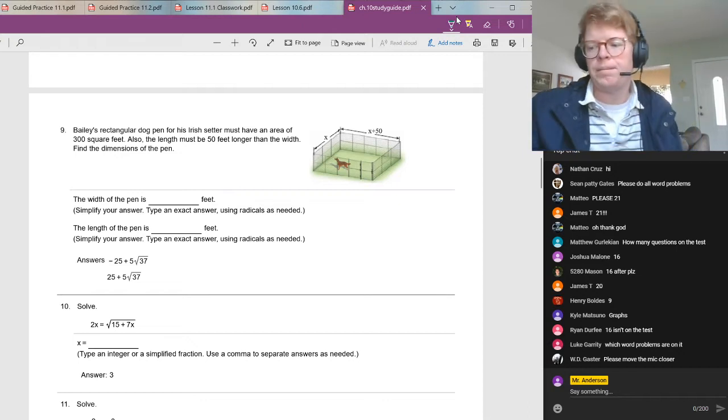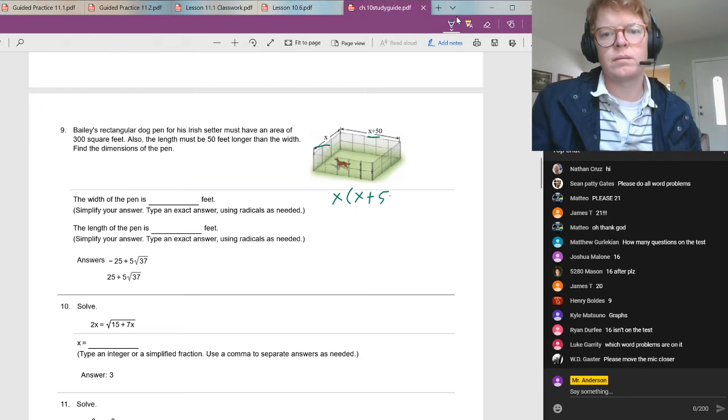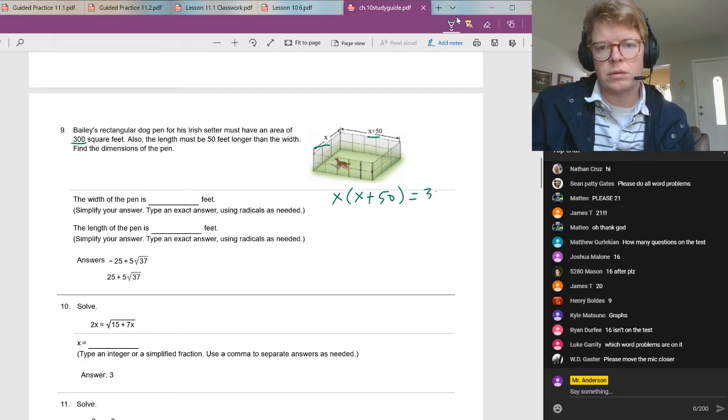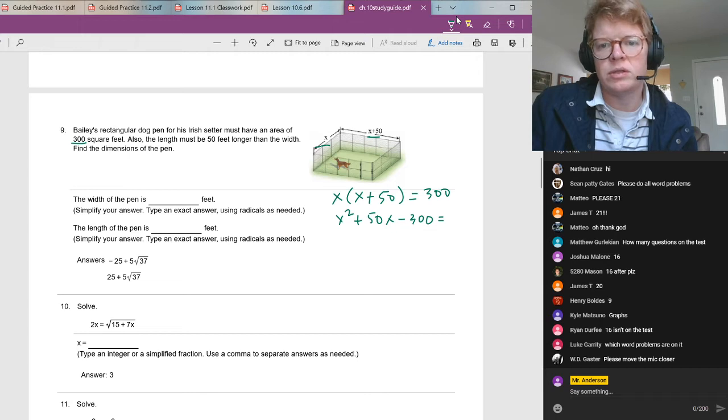9, okay. How do you find area? It's length times width, okay? So I'm going to do x times x plus 50 is equal to the area, and the area is 300. All right, so that gives me x squared plus 50x. I'm going to move this over right now. Minus 300 equals 0.